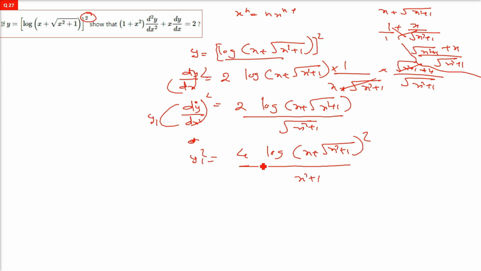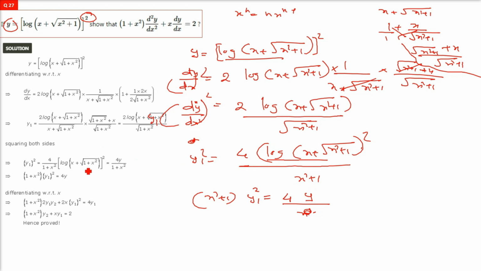So let us cross multiply. I'm taking x square plus 1 on the left hand side, x square plus 1 times y1 whole square, and the right side will remain like that. But the log content square is nothing but y only. So you can replace it by 4y. Those who want to do it by themselves, this is the only trick which has to be adopted, and that I already told. The rest you can always follow, but we will proceed with this equation we got, and differentiate it now.